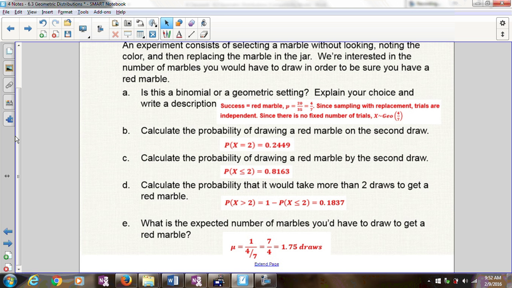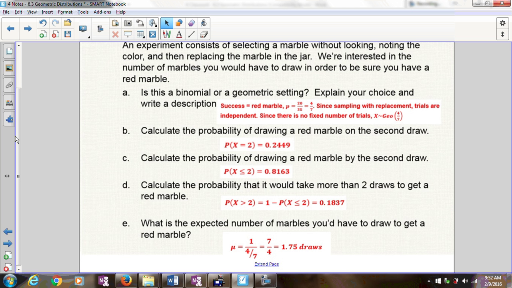I'm sorry, I said that totally wrong. That it would take more than 2 draws to get the red marble. So we're looking at the probability that x is greater than 2. And again, it's going to be easier if we just flip it around and look at the complement, 1 minus the probability that x is less than or equal to 2. And you should get 18.4%.